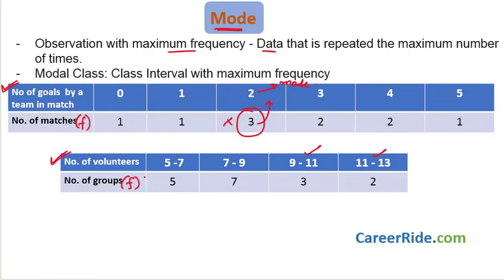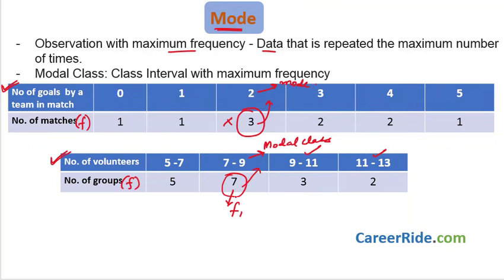So what is the maximum frequency here? The maximum frequency here is 7, right? So the class associated with it, the class interval associated with it, is the modal class. Which means that our mode will lie in this class 7 to 9. So this is the modal class, right? Now how do we actually find the mode in such a case? We'll learn that. But before that, know that this 7, this frequency, is denoted by F1.